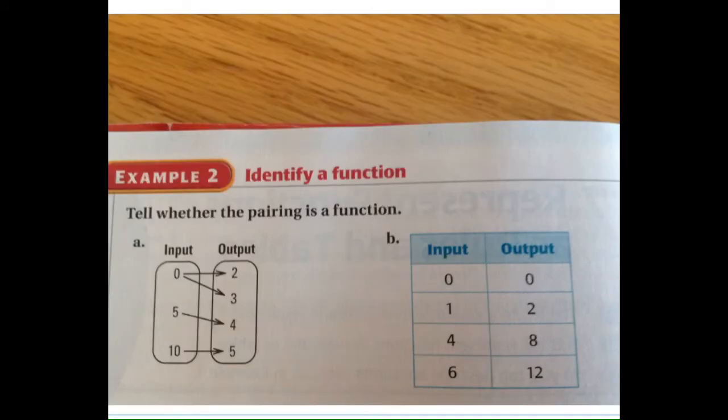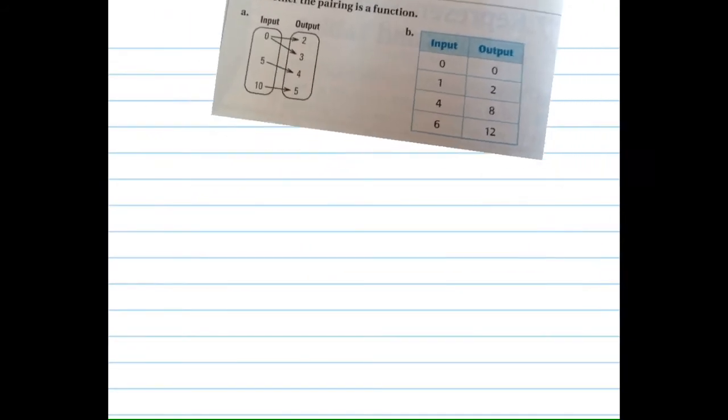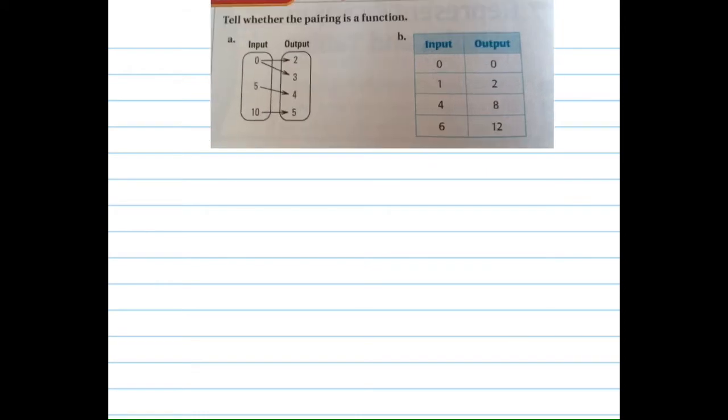Let's take a look at example 2. It gives us 2 different relations. They call them pairings. More generally, they're called relations. And we want to determine if these relations are functions.